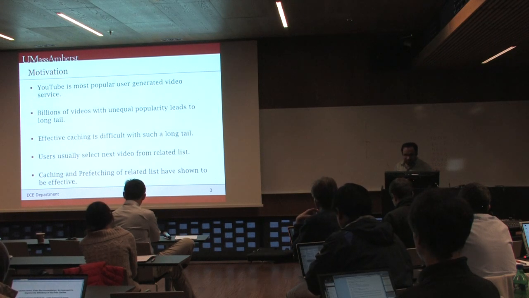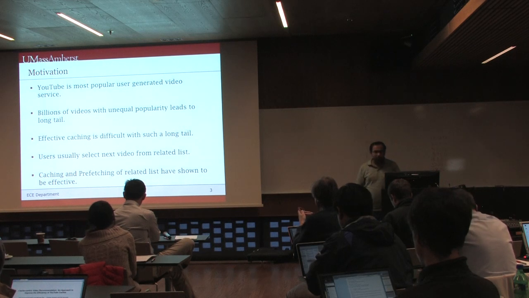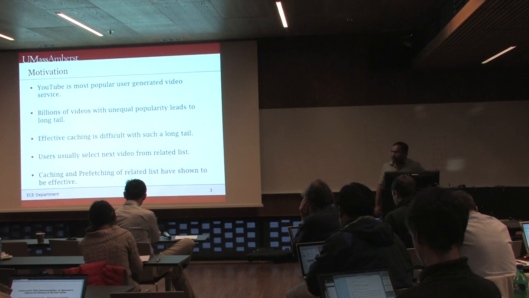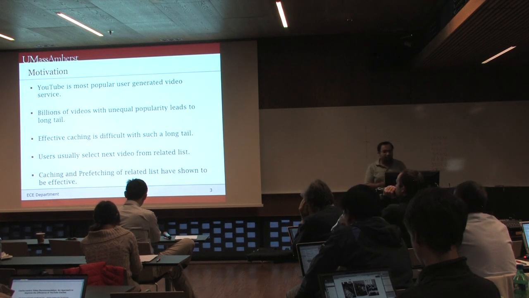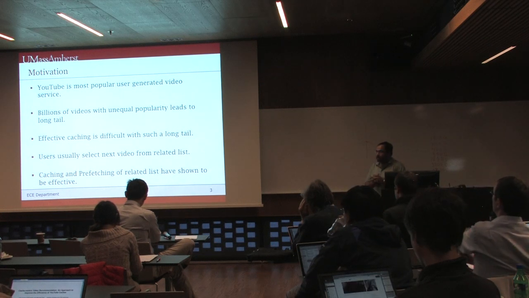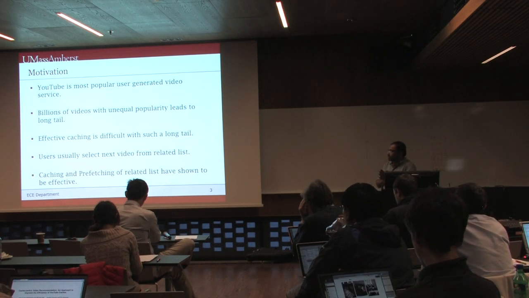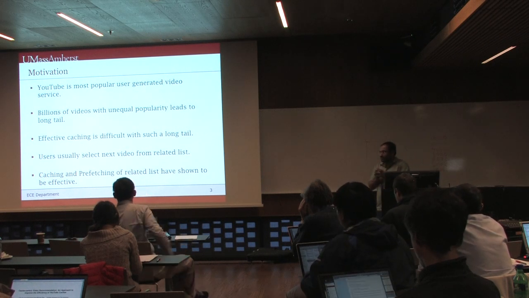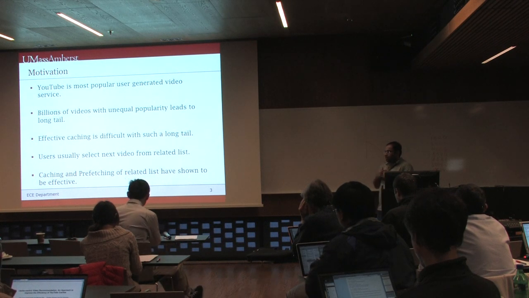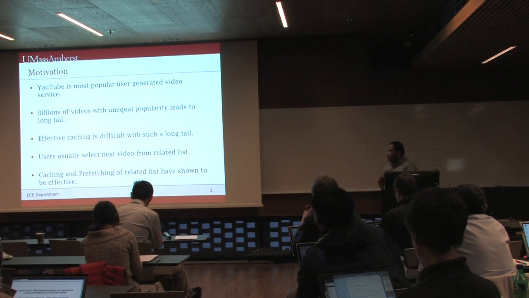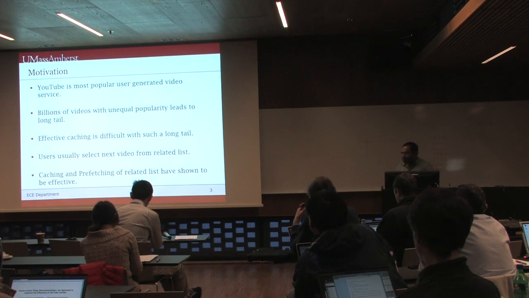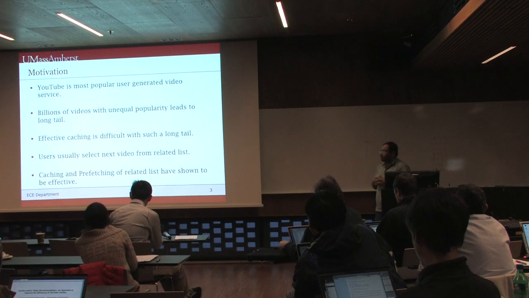So the motivation is pretty simple, because YouTube is one of the most popular user-generated video services on the internet, and receives a lot of requests each day. As per statistics, billions of hours of videos are watched every month by 800 odd million unique users on YouTube, which makes up a lot of the traffic on the internet. So effective caching is required to reduce the amount of traffic on the internet taken up by videos. And any tweak which reduces it is a good measure for effectiveness.